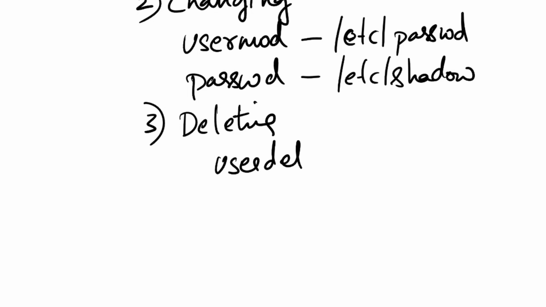The separation of user account information in /etc/passwd and sensitive password information in /etc/shadow files enhances the security of user accounts on a Linux system, as only the root user has access to the shadow file. This helps protect user passwords from unauthorized access. Let's go to the next question.